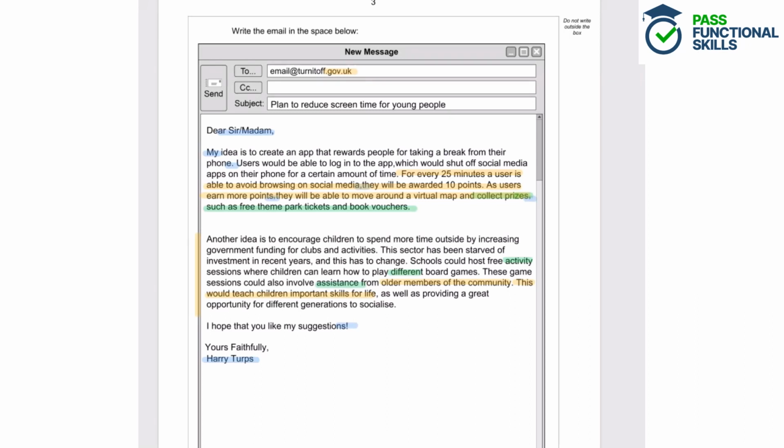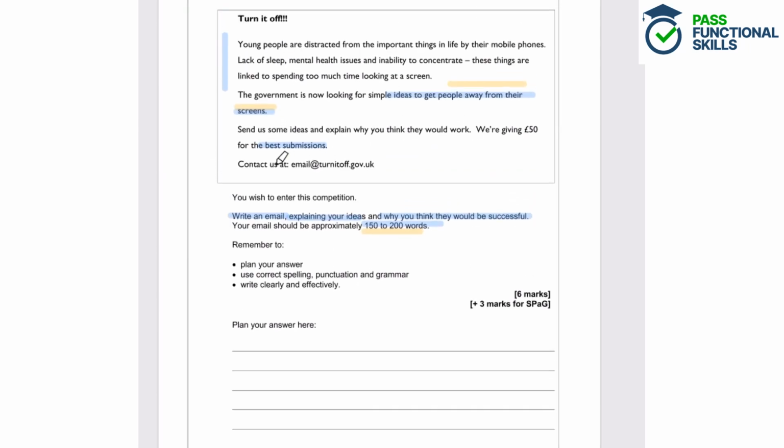Next, let's think about how this answer has been formatted. So when you're writing your answers, you'll need to lay them out in a specific way depending on the text type. Here we've been told that we need to write an email, and an email has certain features that you need to include. So we've helpfully got a sort of grid laying out what we need to do. So we've got a to address to include here, and make sure that if you are given a to address in the question, then you are writing to that in the answer.